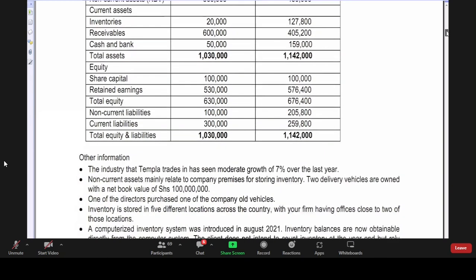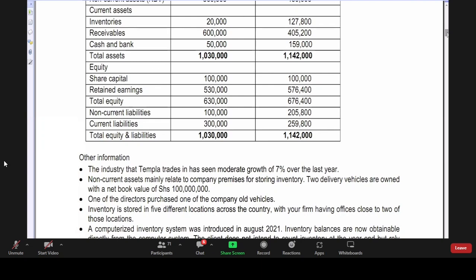One of the directors purchased one of the company's old vehicles. Can someone tell me a risk there? When one of the directors purchases one of the company's old motor vehicles, is there a risk that you can think of? Yes, tell me, what risk can you think of? I think he can buy the motor vehicle at a lower NBV. Self-interest, something like that.